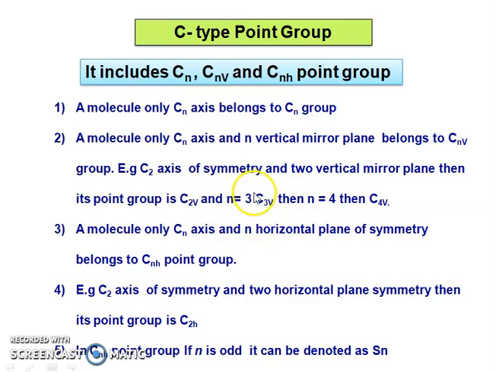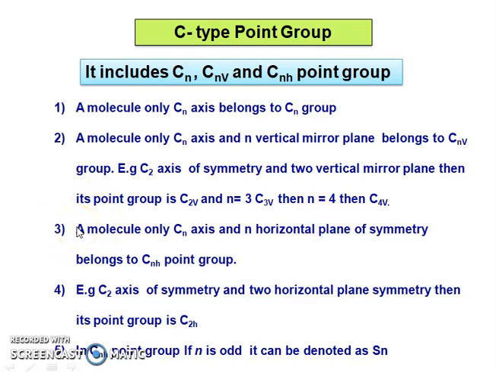If n is equal to 3, then what is the point group? C3v. n means the number of vertical planes. The number of vertical planes is 3, then the point group is C3v. If n is equal to 4, then the point group is C4v, meaning 4 vertical planes and a C4 axis.